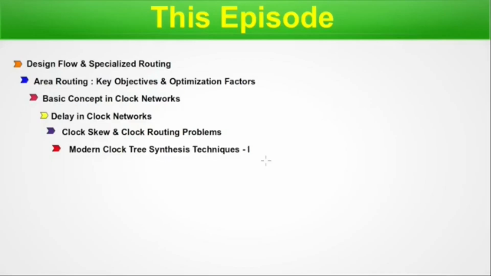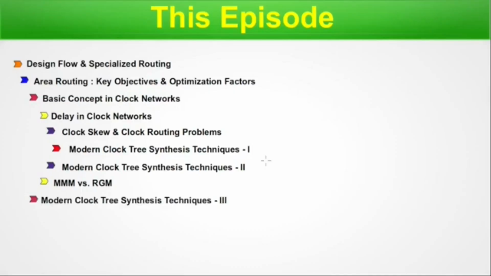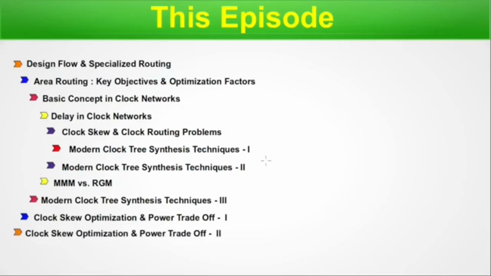This is the first slide on this topic. Next, another slide on modern clock tree synthesis techniques. And then MMM versus RGM. These are two methods, and there is a comparison between them. Then modern clock tree synthesis techniques, the third slide on the topic, and clock skew optimization and power trade-off, first slide, and clock tree optimization and power trade-off, second slide. So these are the pointers we will discuss in today's episode.